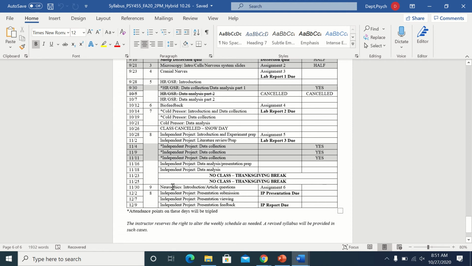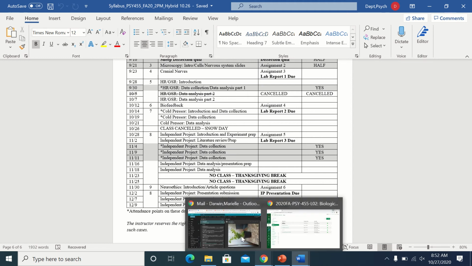Originally the neuroethics unit was going to be before Thanksgiving break, but I changed that to after Thanksgiving break. I wanted to have all the data collection and data analysis for your independent projects done before Thanksgiving break. So then after, all you would have to do is write your presentation and your paper. So that is the only major change I made since I last emailed you, and this new updated one can be found on Canvas. So that is what the rest of the semester will look like. Basically, all independent project with just one day for neuroethics.